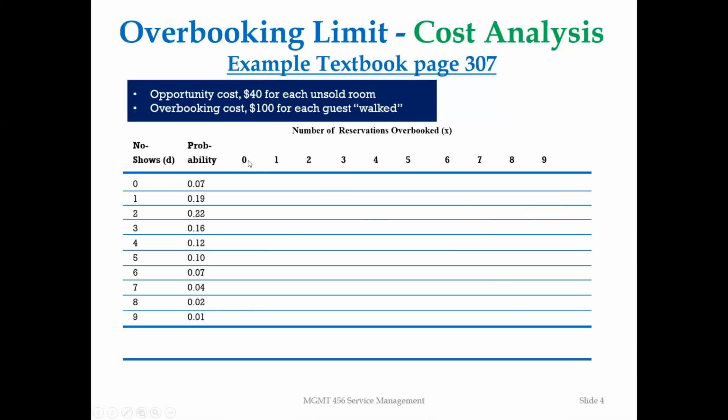Now let's look at the first one. What will happen if we overbook by 0? That means I do not practice overbooking. I sell exactly the same number of seats I have. So that's called overbooking limit 0. In this case, if the number of no-shows is 0, that means everybody shows up. What will happen? Is there a cost? The answer is no, there's no cost.